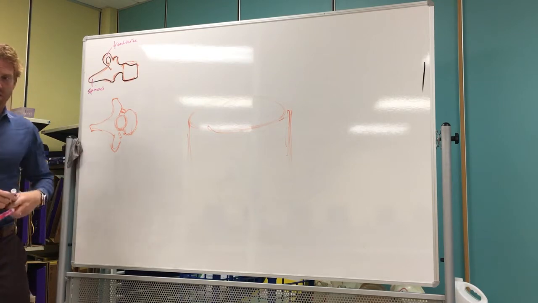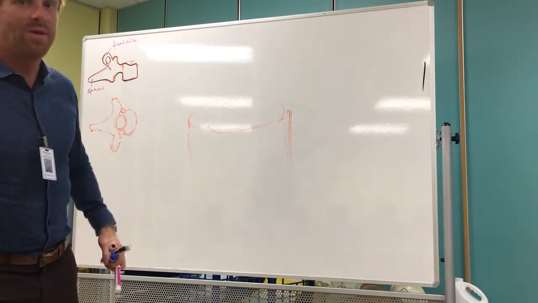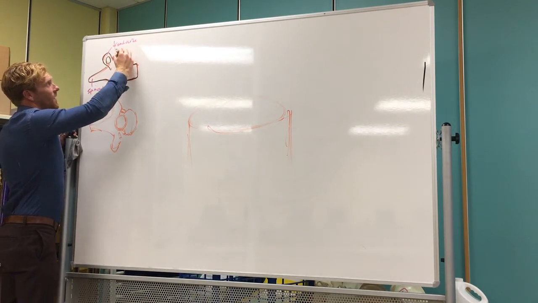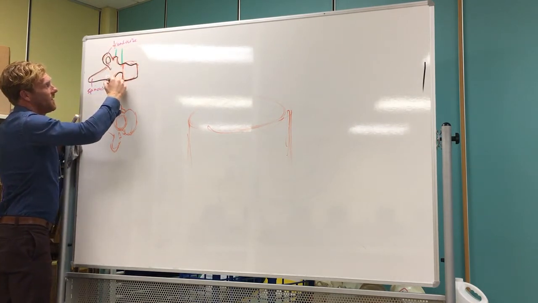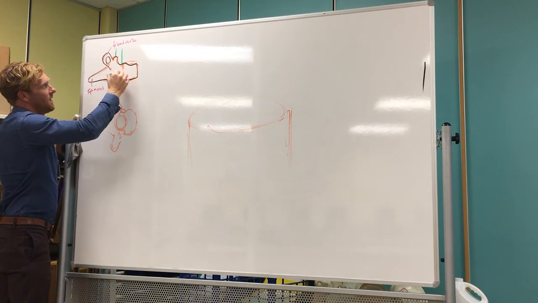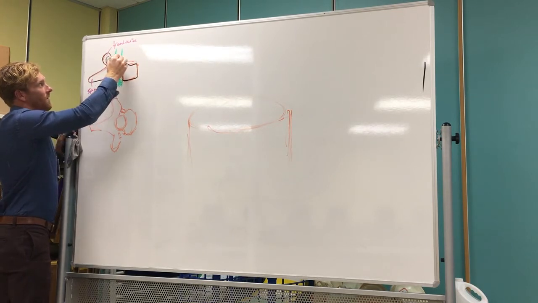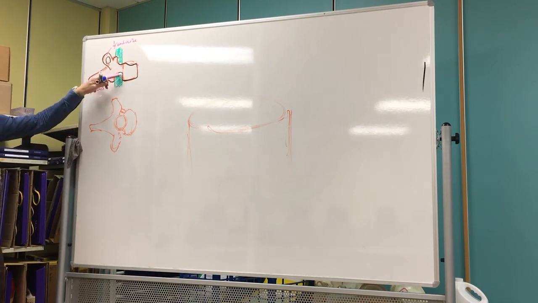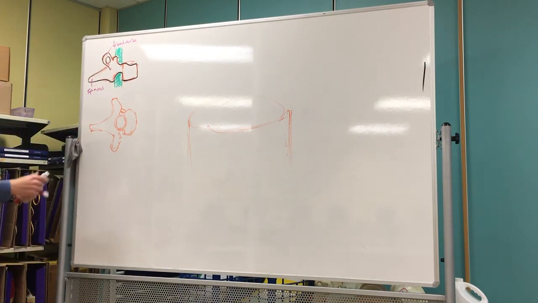But what's going on here, and the purpose that I drew this, is because the spinal cord itself is going to pass through right here. It's going to sit right in this little hole that sits between the spinous process and the body of the vertebrae.